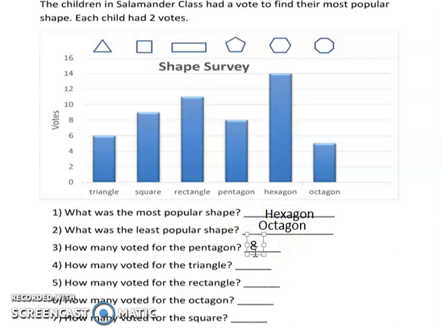Now, next question, how many voted for triangle? Let's find triangle here. Triangle is here, so that is 6. We will write 6. And then, how many voted for rectangle? Rectangle is here, above, in between 10 and 12, so that is 11.